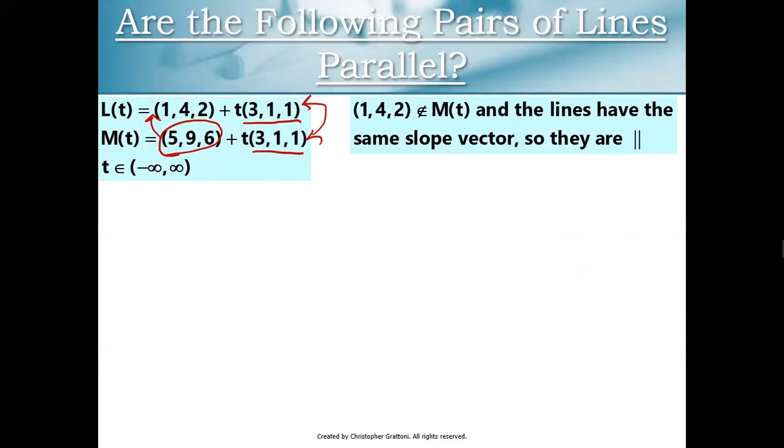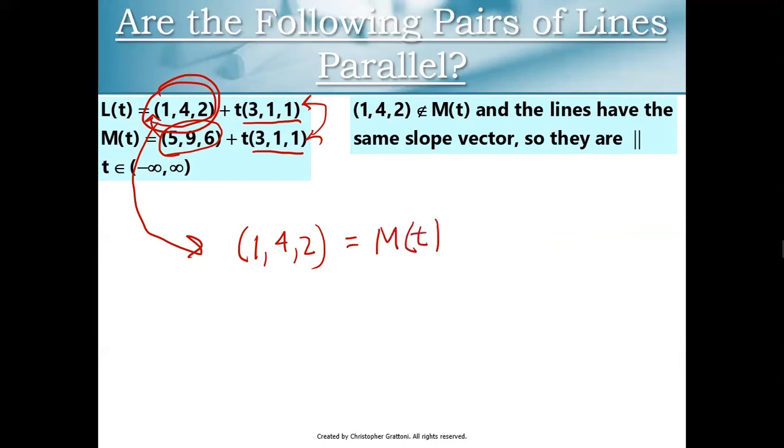And so the easiest thing to do is just pick one point from one of the lines. I'm going to arbitrarily pick 1, 4, 2, but there's infinitely many choices here. And I'm going to try to figure out, is 1, 4, 2 on M of t? Is there a t value at which M of t reaches the point 1, 4, 2? If there is, then we don't have parallel lines. We have the same exact line twice, the same locus of points traced out in space. And if this has no solution, then we have parallel lines. We have what we actually wanted.